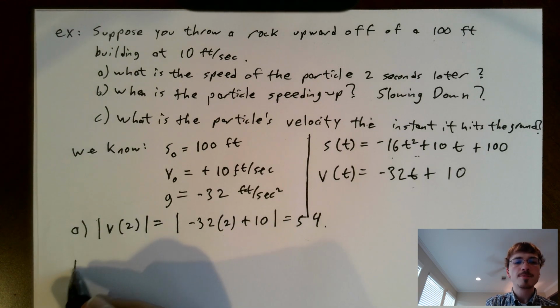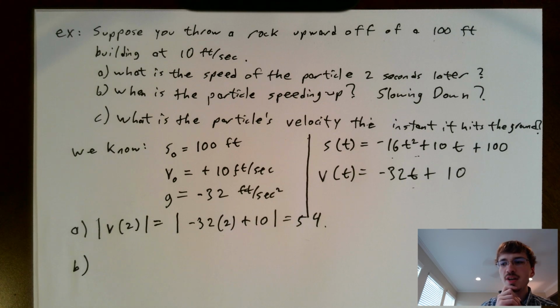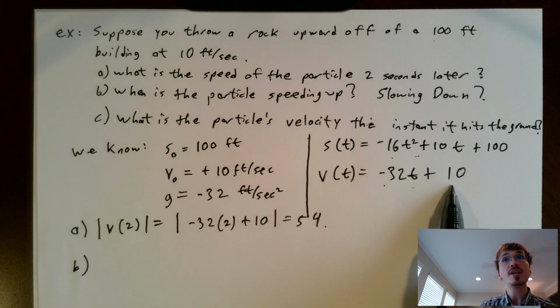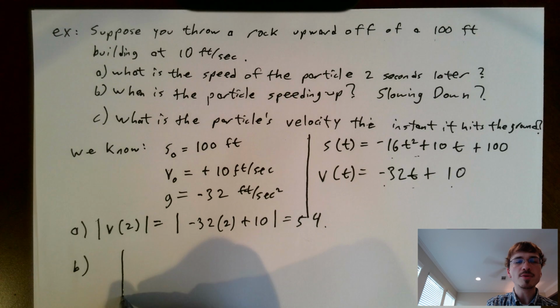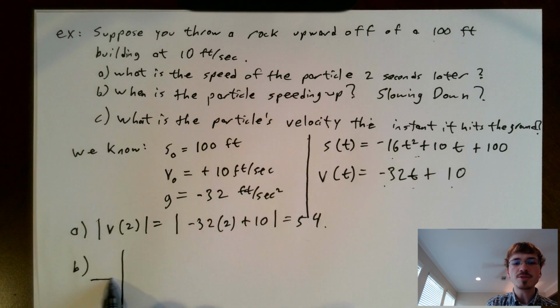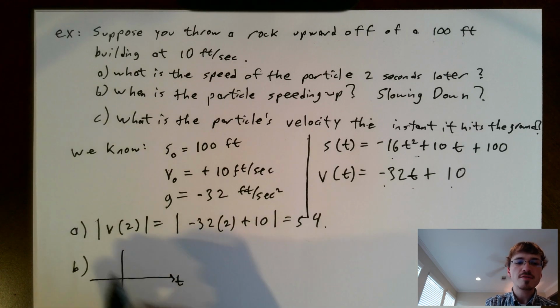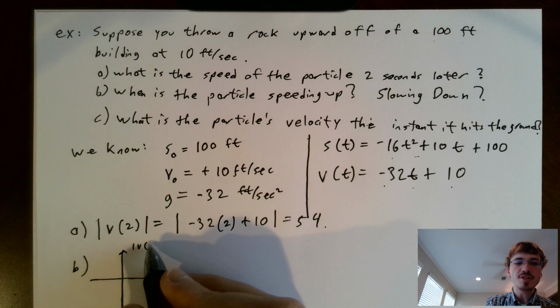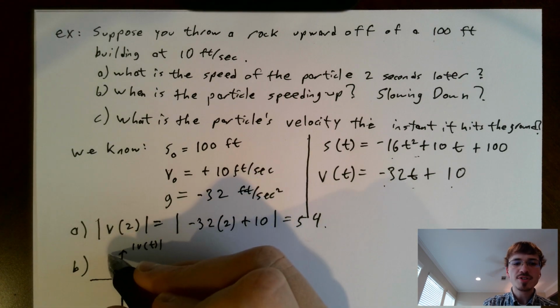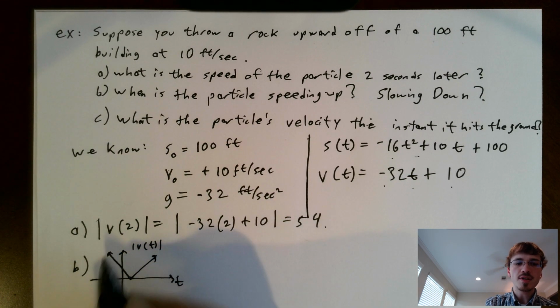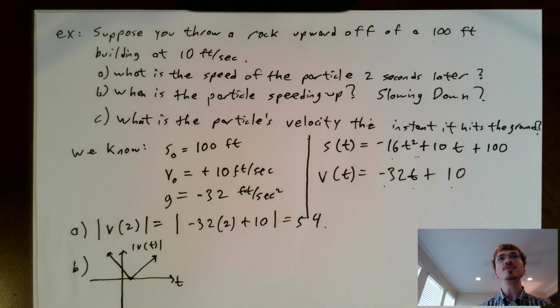How do we do part B? When is the particle speeding up and when is it slowing down? Well, let's use the same trick that we did before. Let's graph our velocity function. I know that I'm going to have a negative slope with a y-intercept at 10, right? So let's graph it. And it makes seeing what the speed is even better. And graphing the speed is easy peasy. So on the x-axis I have t. On the y-axis I have my speed function, v of t. And it will look something like this. And this is, I hope you see, the absolute value of negative 32t plus 10.